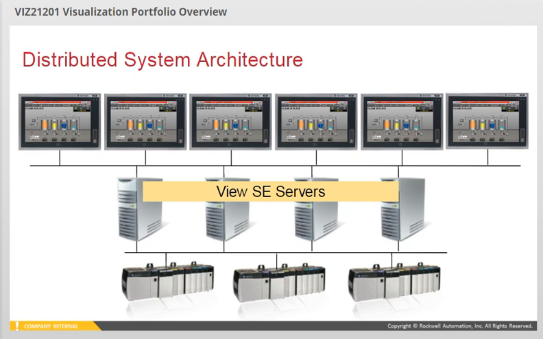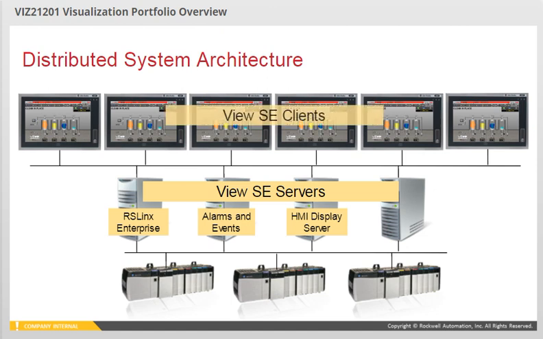The software servers include things like RSLinx, a data server which provides a connection to the controllers and other automation products. Another software server tracks alarms and events, making them available for viewing in the system. Yet another is the HMI display server. This software running on a server computer serves up the screens that are actually displayed on the various graphic terminals called clients.